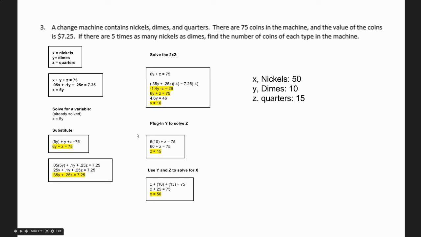So you've successfully solved this equation. You get all your x, y, and z values. Nickels, you have 50 nickels. Dimes, you have 10. And quarters, you have 15. And so then you put them in alphabetically, x, y, and z: 50, 10, and 15.